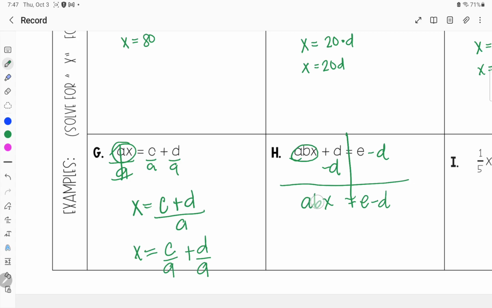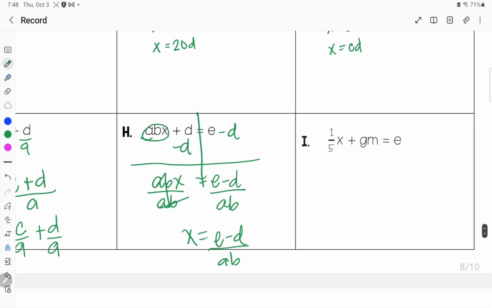Again, now here's what I'm saying. This x is being multiplied by both a and b. So I can divide by a and b at the same time, because anytime I have the same thing on top as I do on bottom, it's going to become 1, and then I'm going to divide everything over here. Now x is alone because I have one x left here, and I have e minus d being divided by a times b, not a over b, a times b.